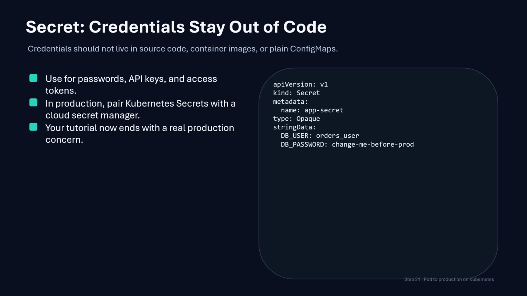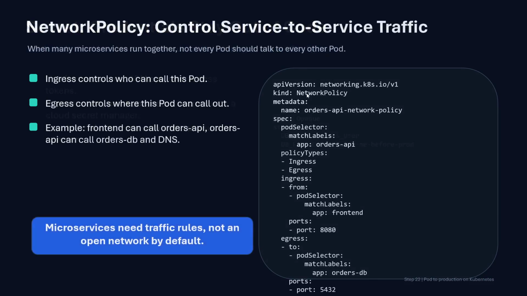For that reason, Kubernetes has given a concept called secret. I am going to create a secret, and this is basically used for passwords, API keys, and access tokens. In production, pair Kubernetes secrets with a cloud secret manager. Either you can use AWS Secrets Manager, but if you do not want to use external services, then you can use the Kubernetes Secret object.